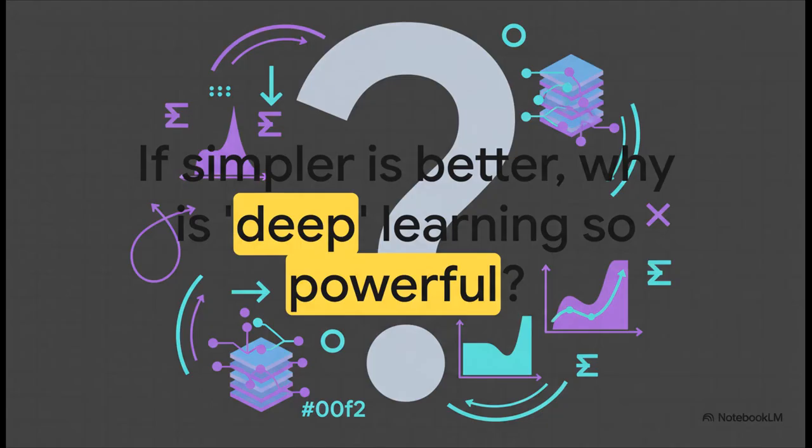But this leaves us with a really fascinating final question, doesn't it? We've spent this whole time making the case for simplicity. And yet, the most powerful models in the world today, deep neural networks, are defined by their absolutely massive, staggering complexity. So how can both of these things be true at the same time? Well, that is a fantastic story for another time.